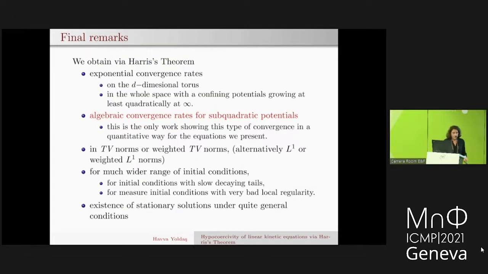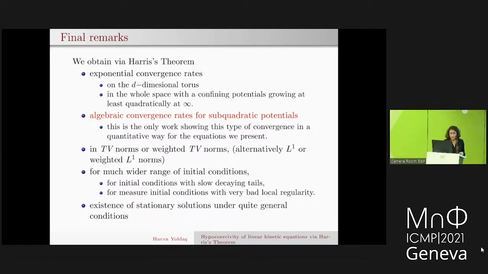And as a final remark, by using Harris's theorem, we obtained exponential convergence to equilibrium in the case where these two equations are posed in the d-dimensional torus, or in R^d when the confining potentials are growing quadratically at infinity. And for the weaker confining potentials, we give algebraic convergence rates, and the methods are constructive.